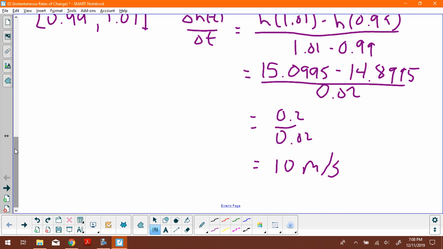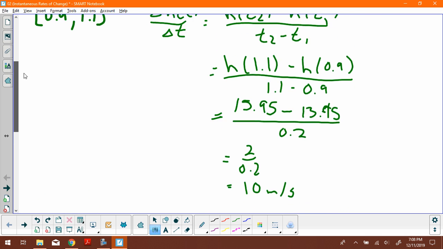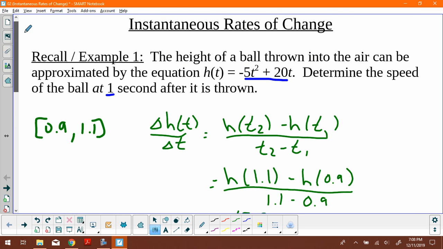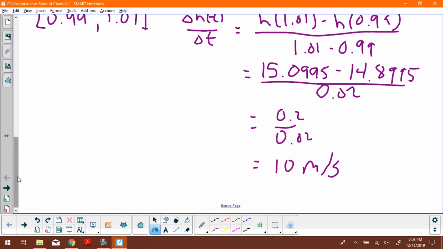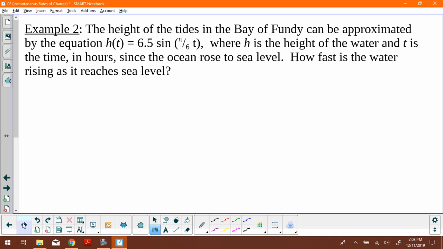If I want to find the instantaneous rate of change, I just do my average rate of change over a very small interval. So we're just going to go through this process again with a different function. So again, this example, we think we did this one back in the trig unit with the tides or something like it. So the height of the tides in the Bay of Fundy can be approximated by the equation h of t equals 6.5 sine of pi over 6t, where h is the height of the water and t is the time in hours since the ocean rose to sea level. How fast is the water rising as it reaches sea level?